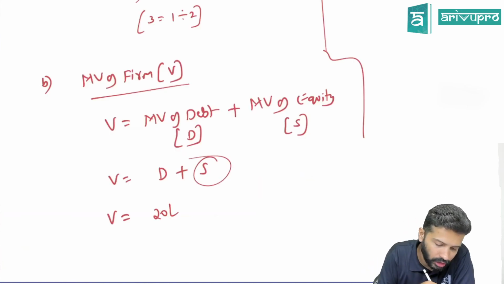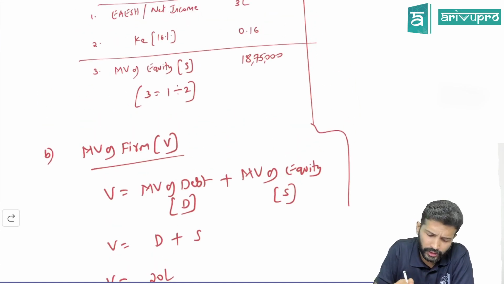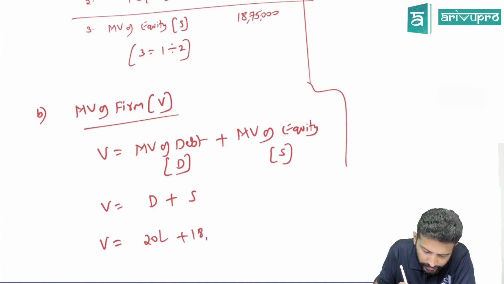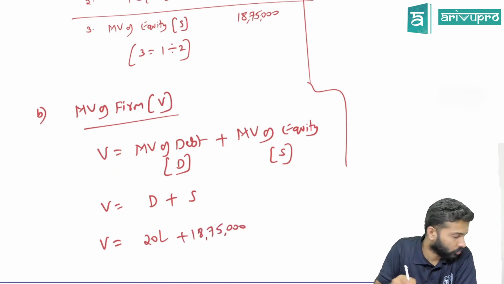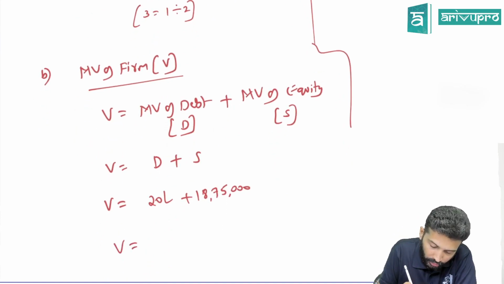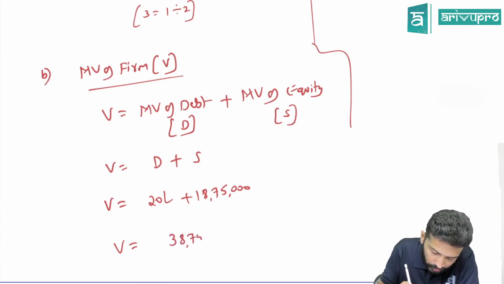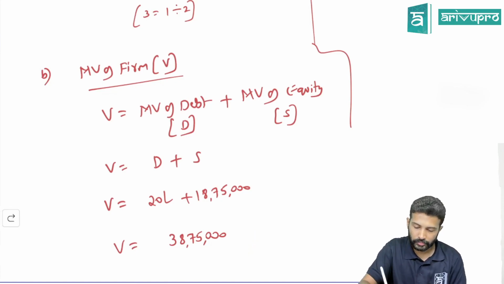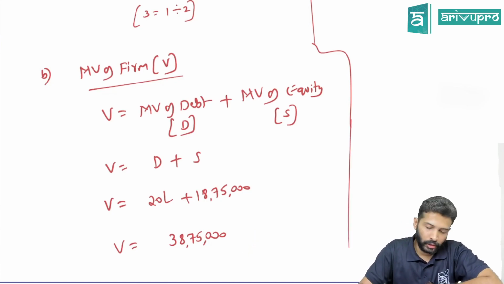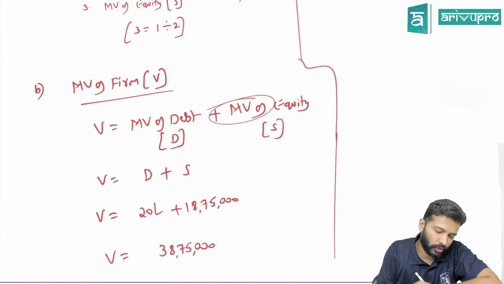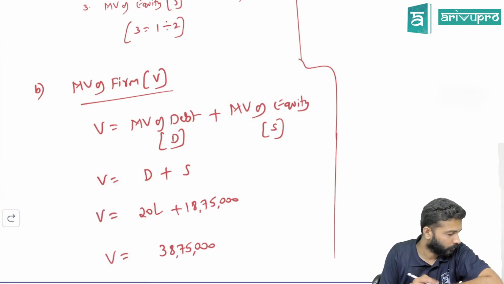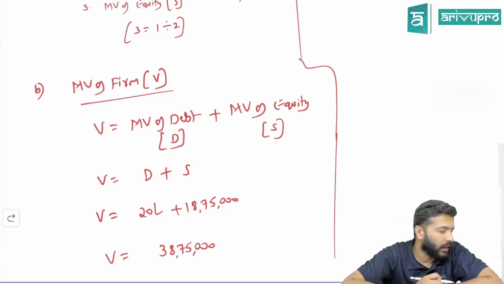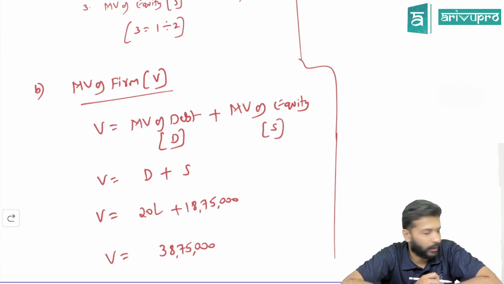Did you find out the market value of equity just now? Yes. How much is it? 18 lakh 75,000. So what is the value of the firm? 38 lakh 75,000. "MV" is also bad. No short form. Write it fully: market value. In class it's fine, but in the exam write it in full. Market value. Don't use the short form.